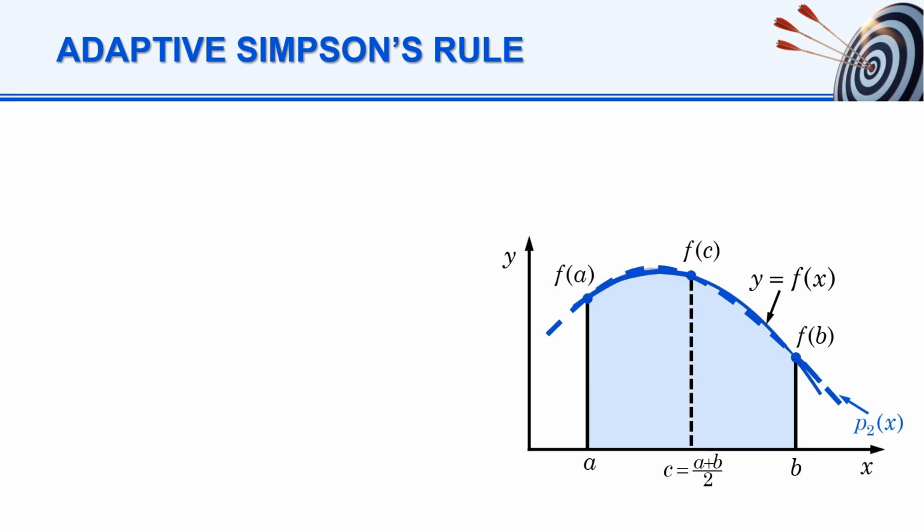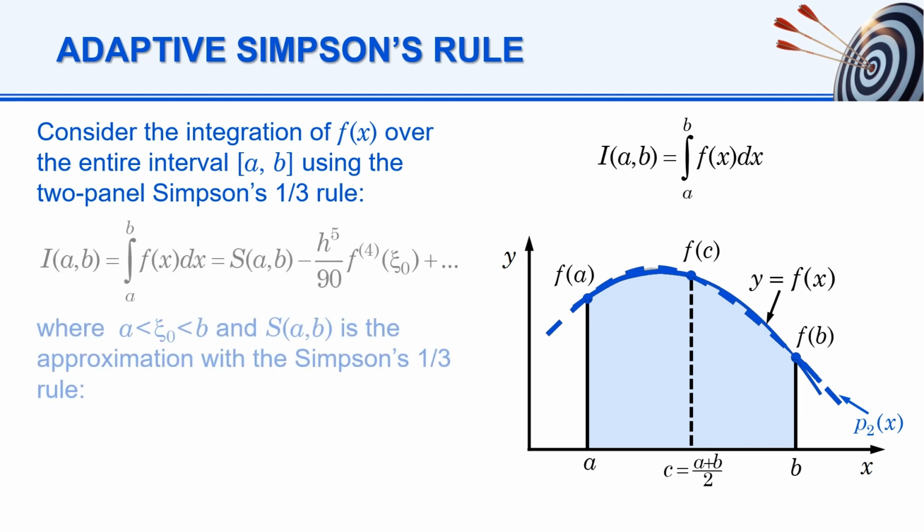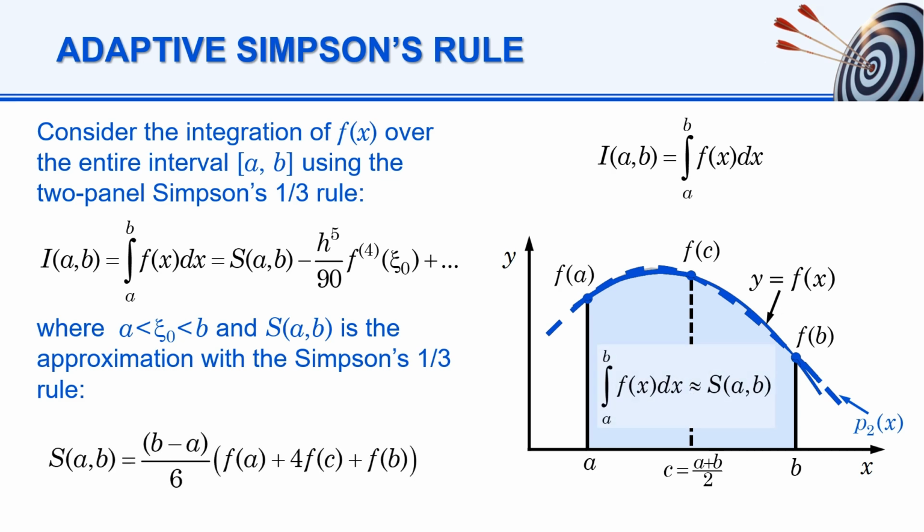In this lecture, we will explain the implementation of Simpson's rule, which is the most commonly applied method to adaptive integration. Consider the integration of f(x) over the entire interval from a to b, using the two-panel Simpson's 1/3 rule. Where x0 is a point within the integration interval and S_AB is the approximation to the integral of the curve shown in the figure, with the Simpson's 1/3 rule, which is expressed as follows.